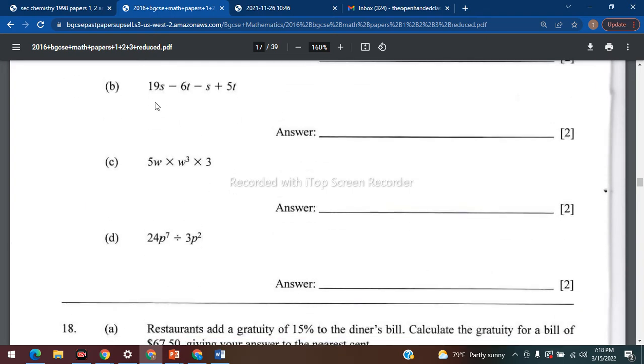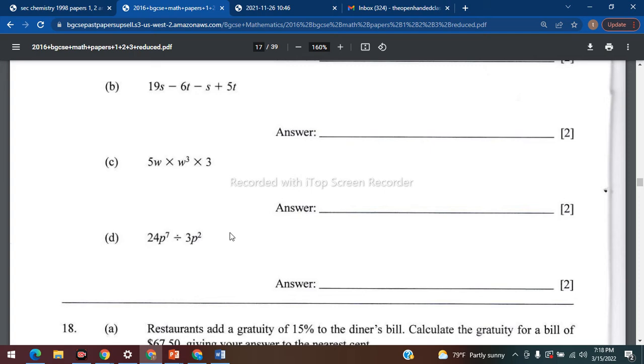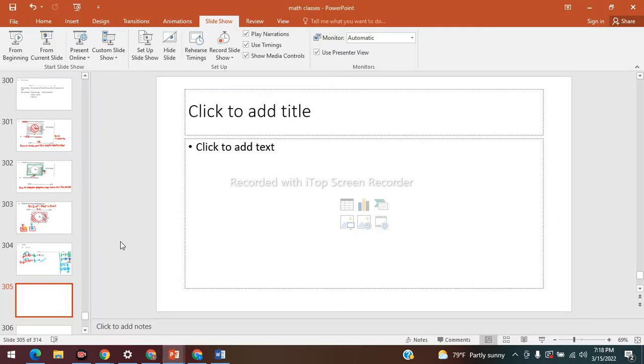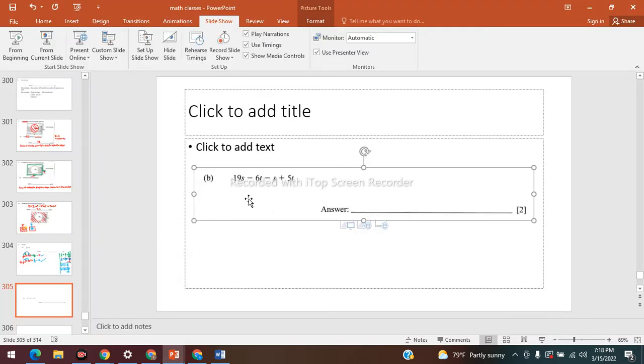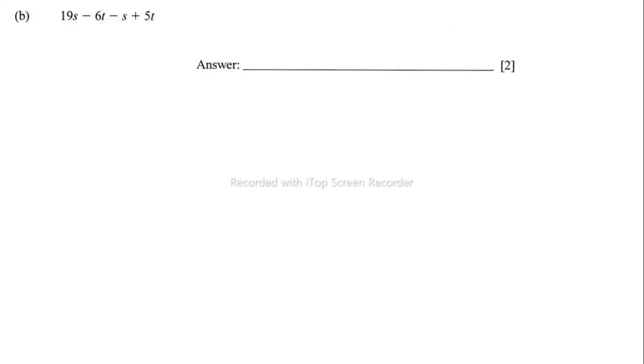So let's do B. See what B has for us. When you're looking at B, what's the first thing that comes to your mind that we need to do for this one? Categorize. Put together like terms. Put together like terms, yeah. Gather the like. Put together, gather, combine, group.